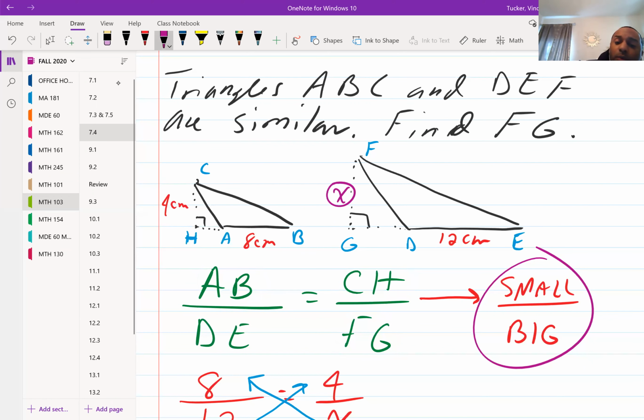All right. Before we go any further, questions on the setup and why I chose what I chose? Once again, I chose small over big. You can do big over small. Doesn't matter, it's up to you. Just have to stay consistent with how you set up your proportion.